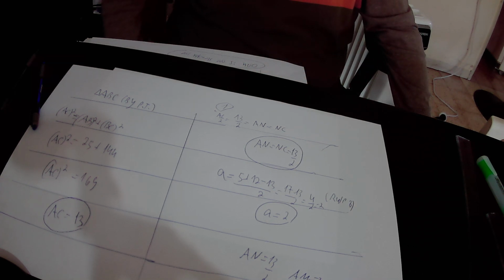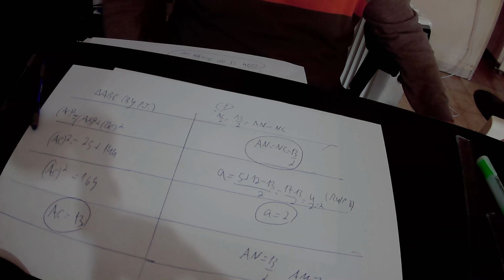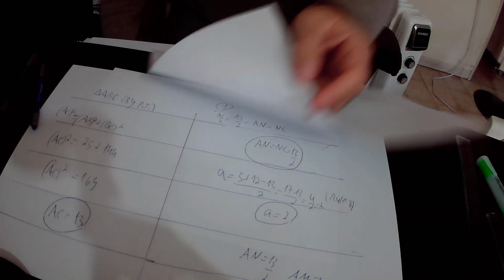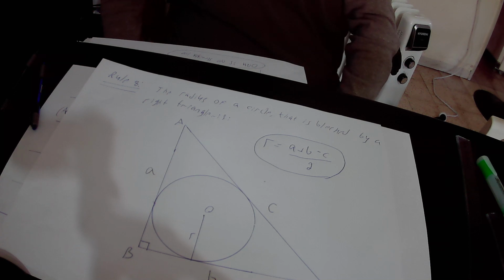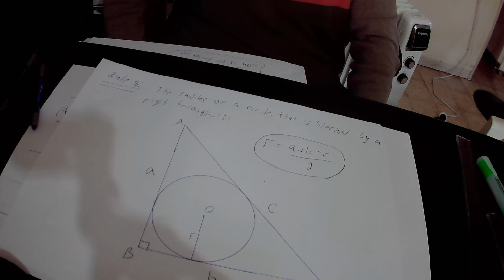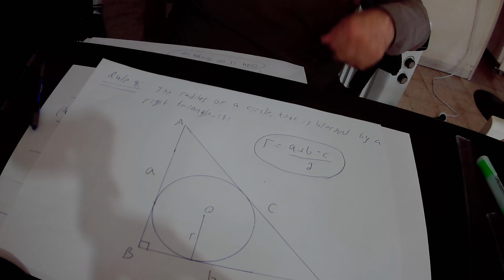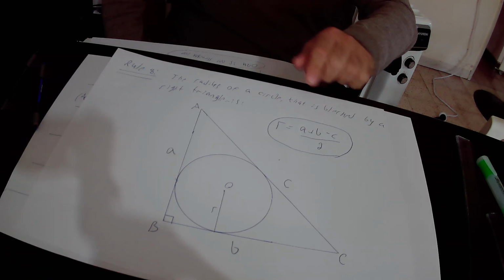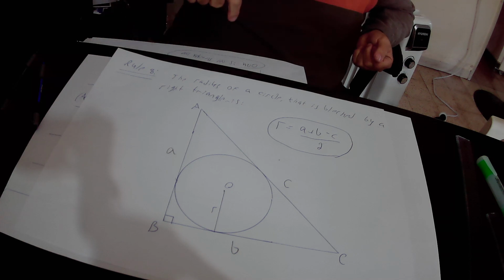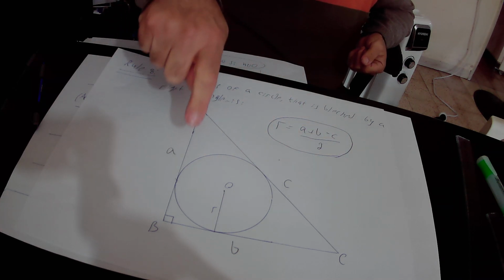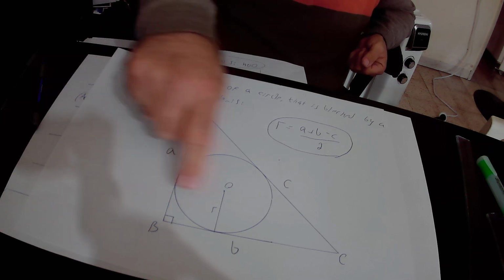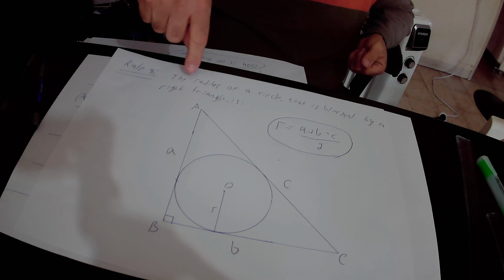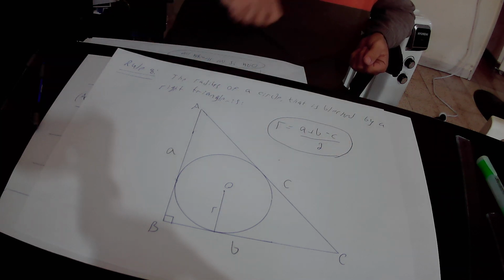Then I presented to you rule number 8, and we implement rule number 8 in our drawing. According to rule number 8, the radius of a circle that is blocked by a right triangle is equal to A plus B minus C over 2. So this is the right triangle ABC. This angle equals 90 degrees. Side AB equals A units in its length, side BC equals B units in its length, and the length of the hypotenuse AC is C units.